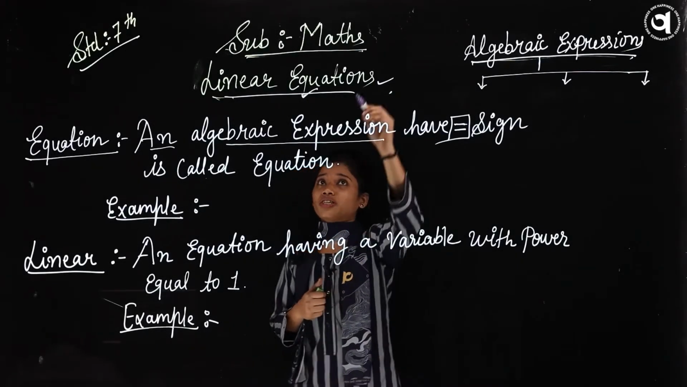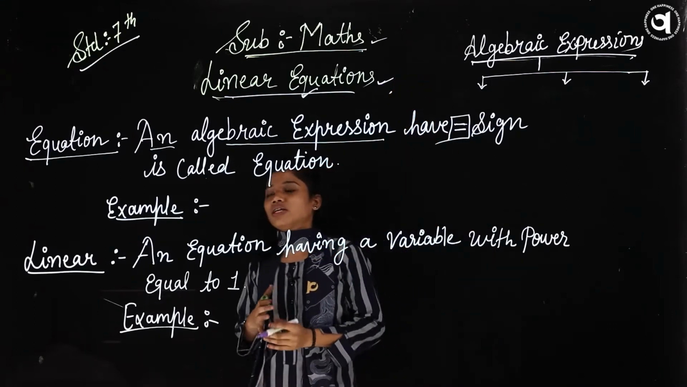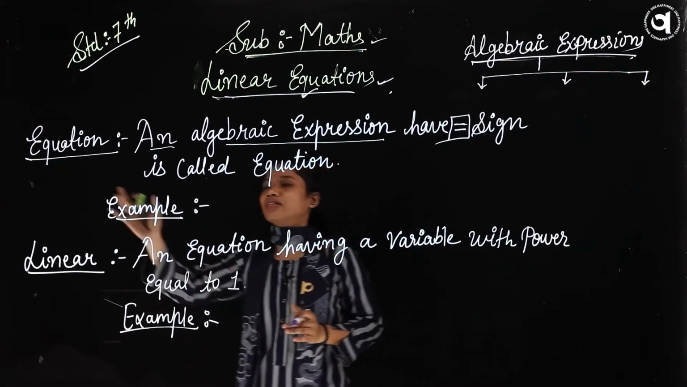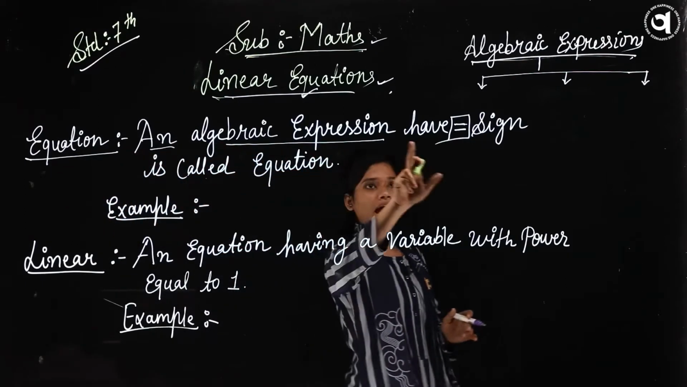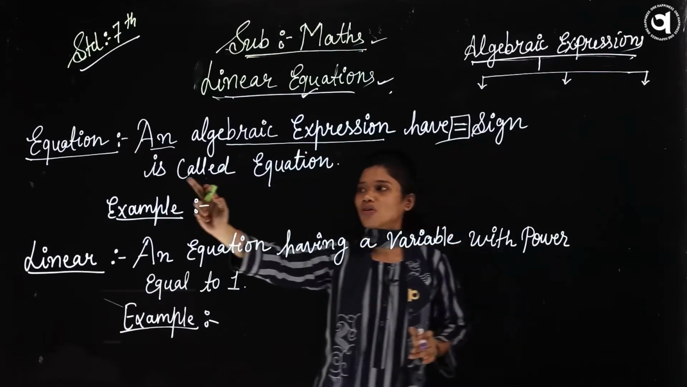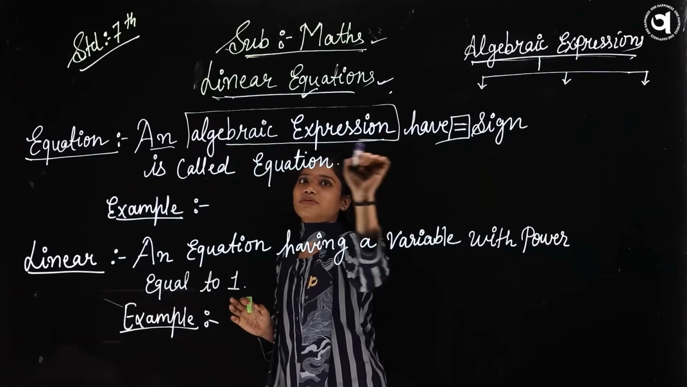Today my subject is maths, and today's topic I have taken here is linear equation. So what is a linear equation? Before we go to that, just see the definition of equation. An algebraic expression having an equal sign is called an equation. So before we go for the equation, what is the algebraic expression?